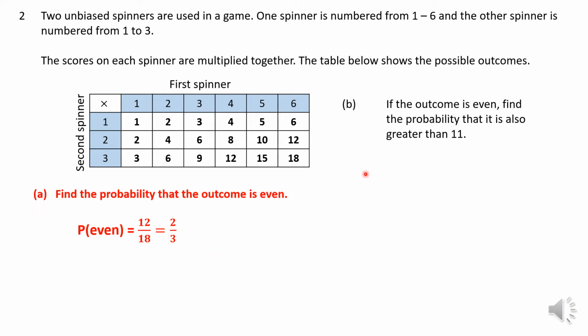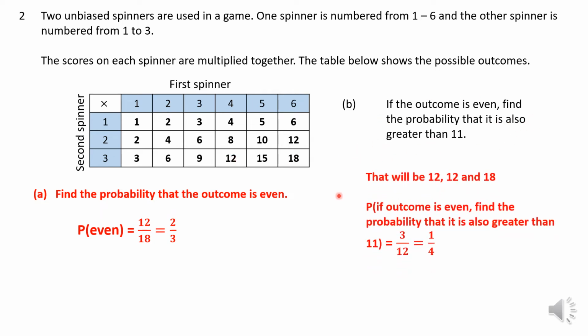Then there's a B part that says if the outcome is even, like for example, we already determined that we know there are 12 even numbers here in our grid. Find the probability that it is also greater than 11. So you just pick on the even ones. So numbers greater than 11 are this 12 here, this 12 here, and this 18 here. And there are 3 out of the 12 even possible answers. And you simplify that and you get 1/4.